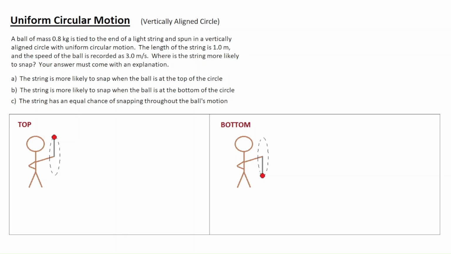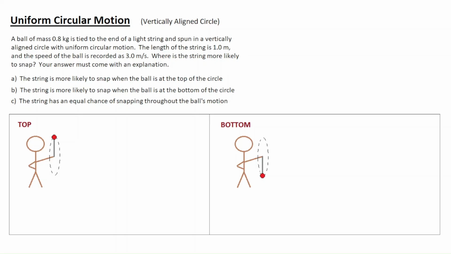A couple things to point out before we start. Uniform circular motion infers a constant speed, so this ball will always be moving at 3 meters per second, no matter where it is in the circular path. Also, the length of the string is given as 1 meter. If you look at the pictures, you can see that the length of string will also be the radius of the circle, so this 1 meter measurement will be for both length and radius.